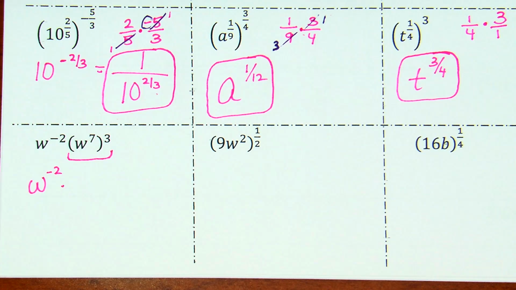Now what? Do I multiply again? No. My bases are the same. Keep the bases, add the exponent. So then, what is negative 2 plus 21? 19. So W to the 19th. It's a positive exponent, so we're just going to leave it as is. You guys see that all right? Yeah.